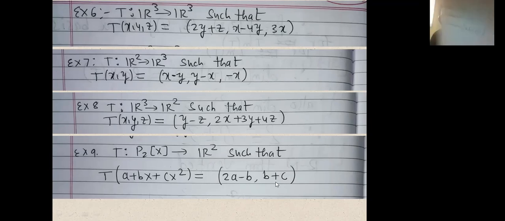Now what we can do here is we have to split this vector into vectors containing the different symbols a, b and c.